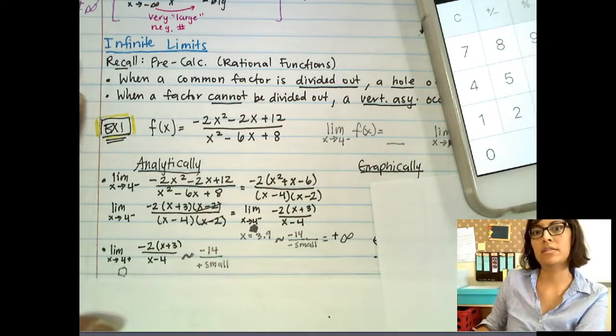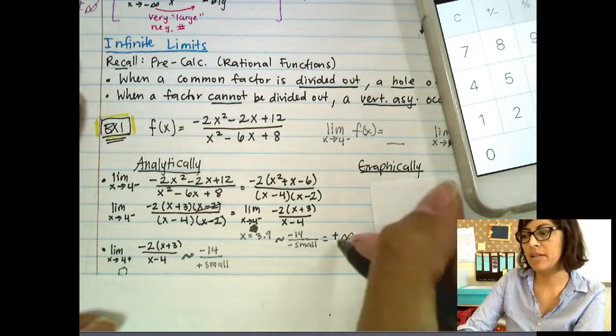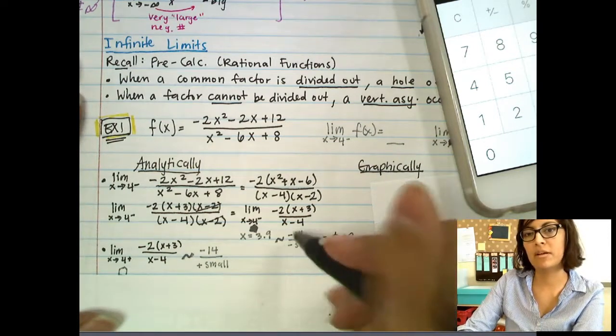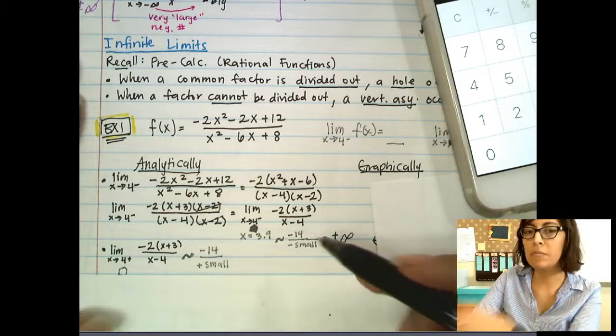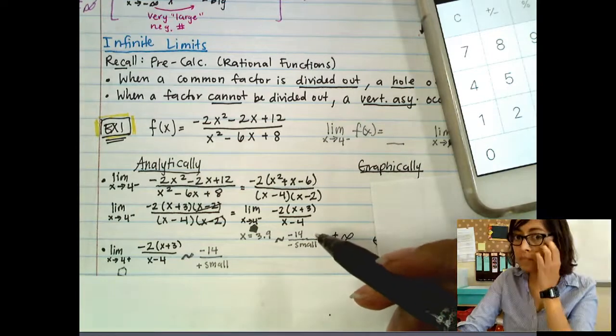Let's look at this next one. It's either going to be positive infinity or negative infinity, depending on what these signs are. The signs were positive, negative, and negative.